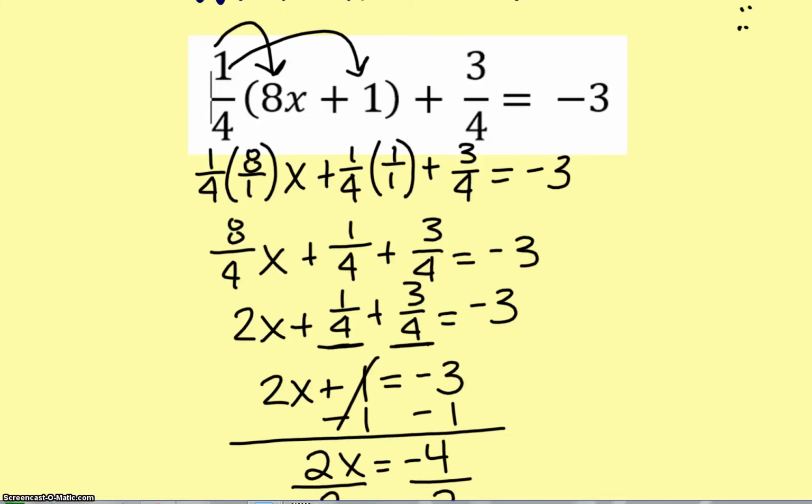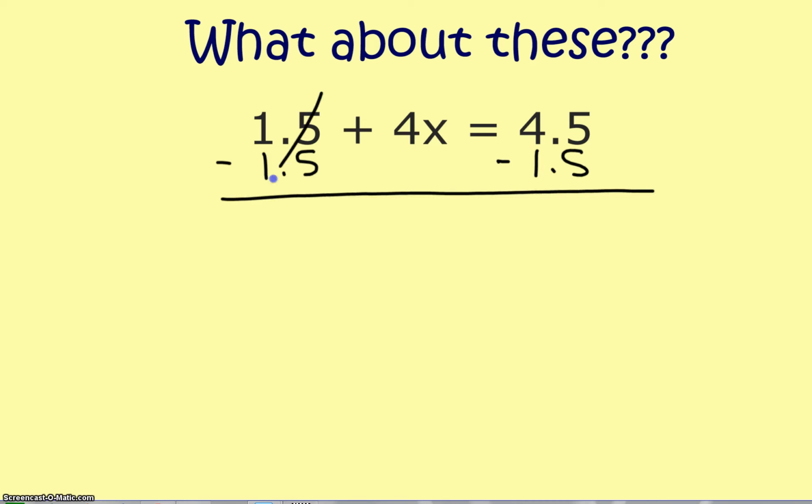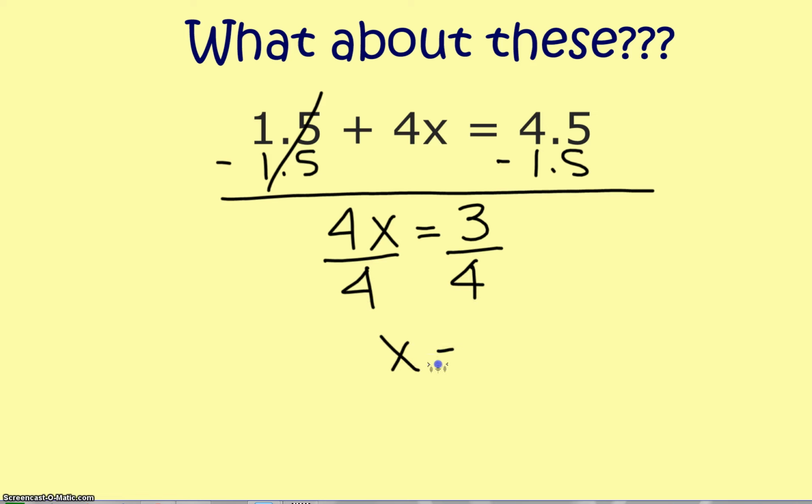And then we're going to do a decimal one. It's going to seem easy compared to that one, especially when there's nothing to combine or distribute. So the only thing you need to move is this positive 1.5, so take the opposite. I just want to show you that decimals are exactly the same thing. 4.5 minus 1.5 is 3. Divide by 4, divide by 4, and x is equal to 3/4.